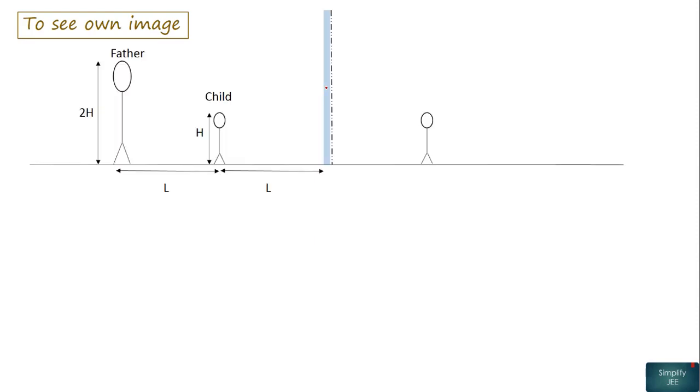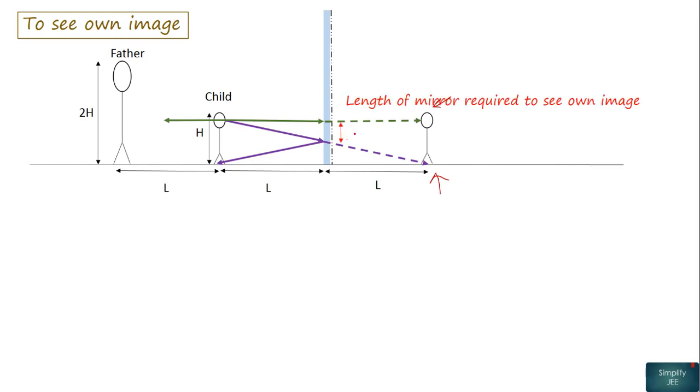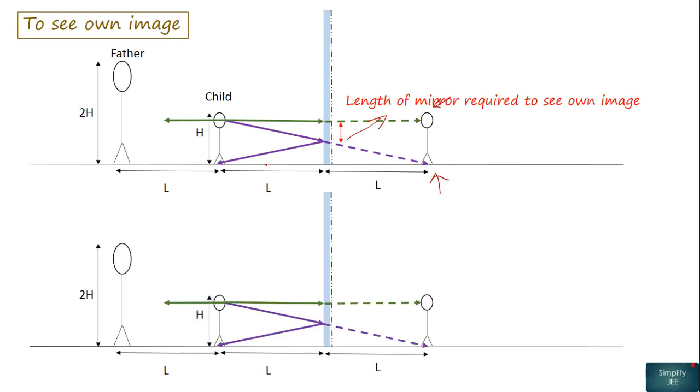Now for the child to see his own image, let's form an image of the child. Also this image will be formed at a length L, and for the child to see his own image, there must be incident rays from the child which after reflection will reach the top of the child and bottom of the child, and extending these incident rays will reach the top of the image and the bottom of the image. Now in this figure, here we have the length of the mirror required so that the child can see his own image. Let's mark some points over here.